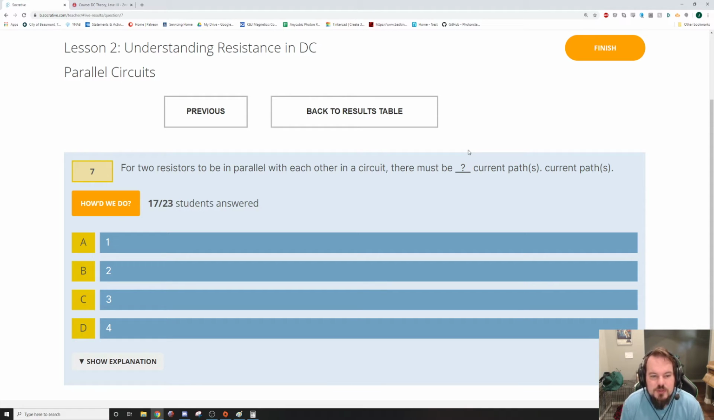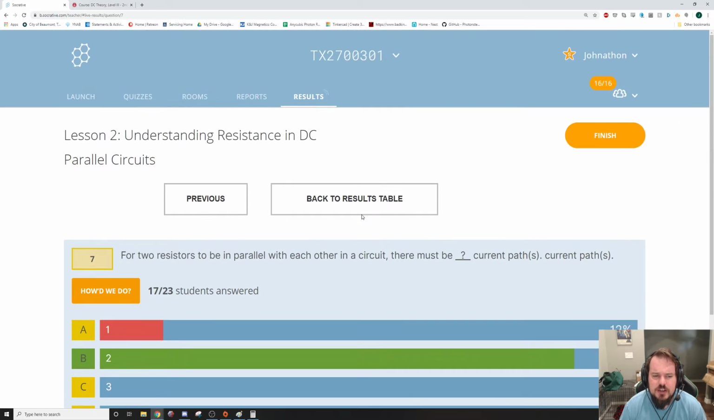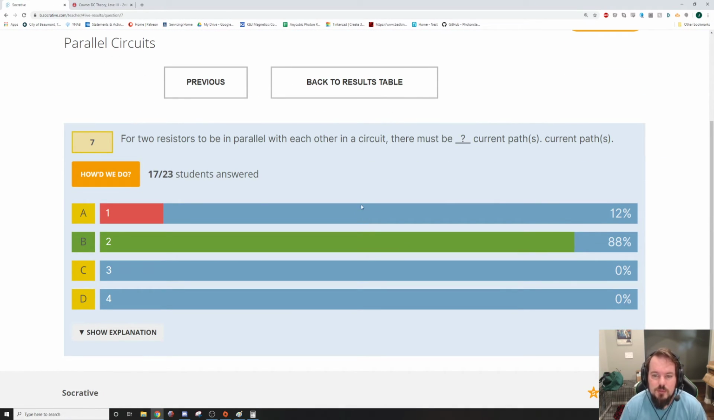For two resistors to be in parallel with each other in a circuit, there must be blank current paths. I must have copy pasted somehow twice. So there must be two current paths for it to be parallel. That's it. Oh, we didn't have a question in here about, hey, use reciprocal method.